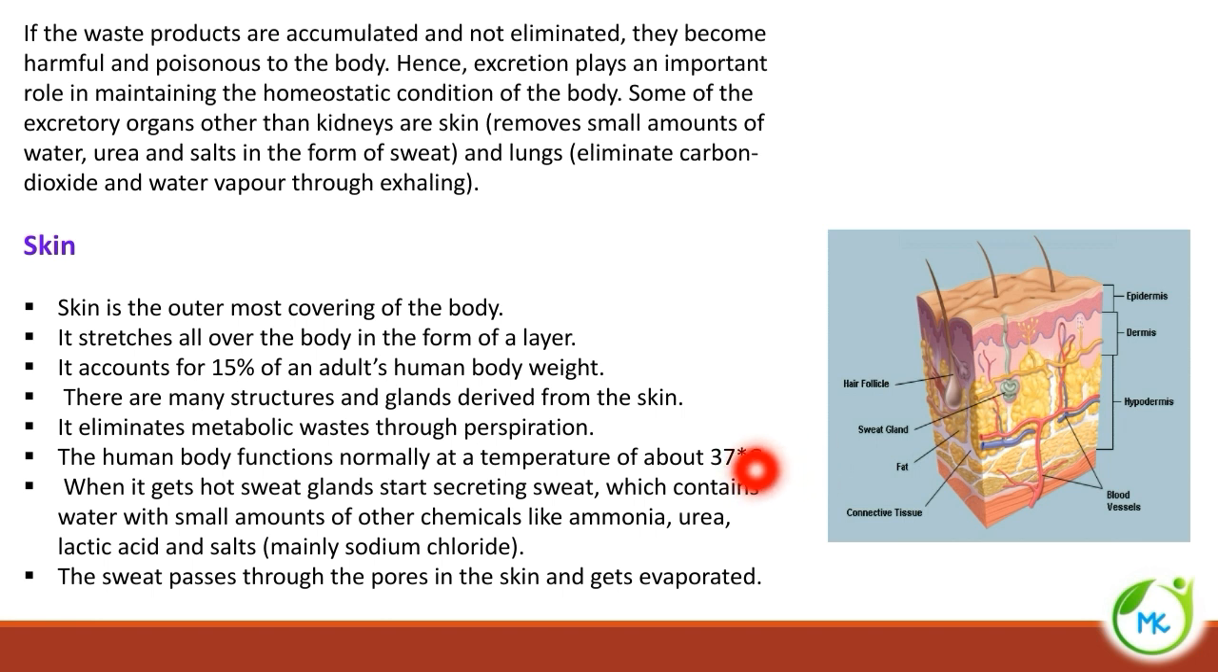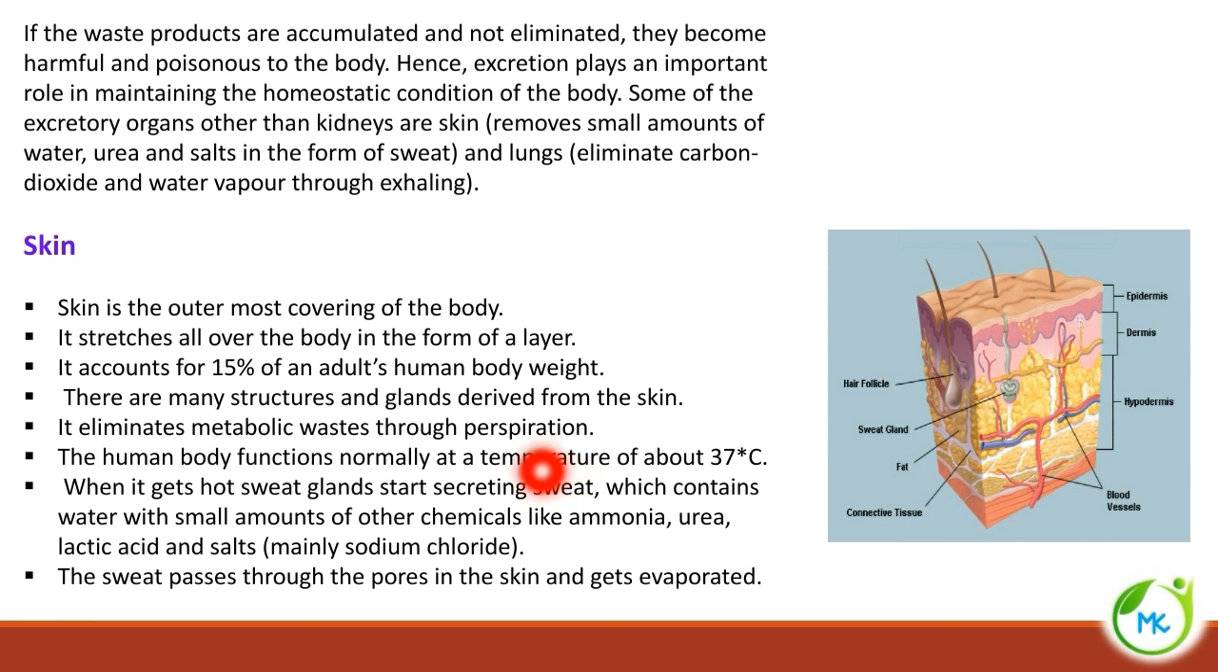So you have to write here degree. You should not put a star like this. You have to write a degree symbol. So the human body functions normally at a temperature of 37 degrees Celsius, and if the normal body temperature is exceeded, the sweat glands will start secreting sweat. The sweat will function to lower the body temperature, thereby maintaining the body temperature of 37 degrees Celsius.